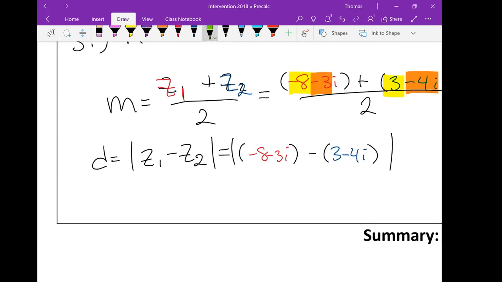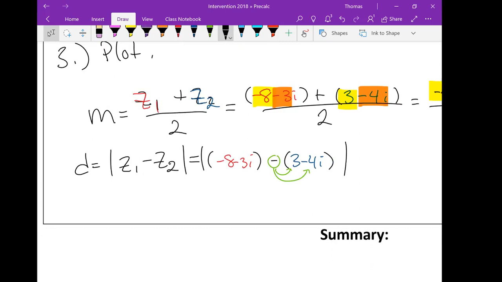Now, we're saying we're subtracting both of the parts of z2. We're subtracting the real and the imaginary part. So I'm going to rewrite this below. I'm going to have to keep our negative distributed to both. So negative positive 3 is just going to be minus 3. And then negative negative 4 is plus 4i. All right, I don't need these parentheses anymore. Just keep my modulus on there.